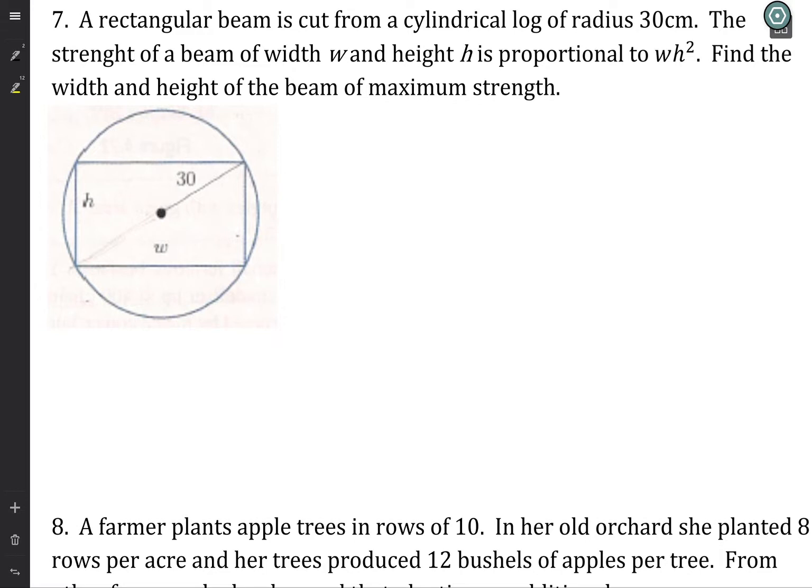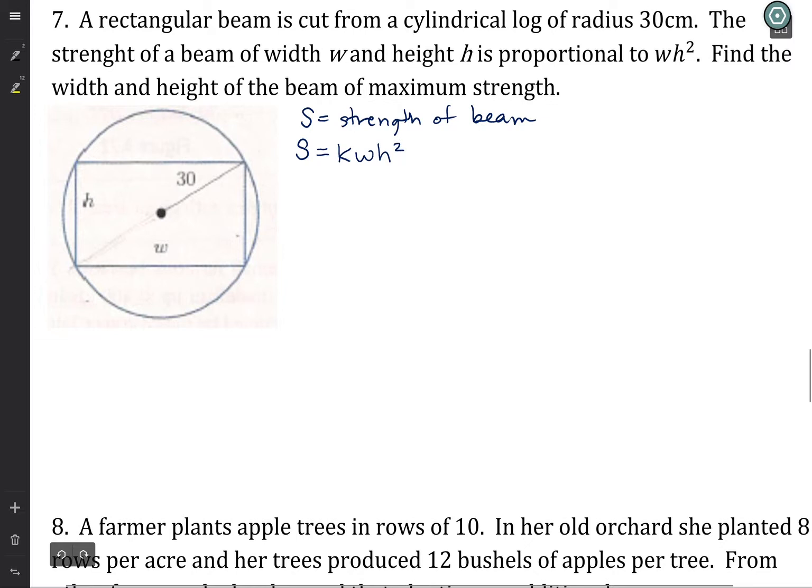And we're trying to cut a rectangular beam out of that, with the goal being that we want the strongest possible beam. And we're given a little bit of information about how strength is actually calculated. So let's say S is the strength of the beam, and we're told that the strength is proportional to WH squared. So one way to say that would be that strength is a constant multiple of WH squared. That's what proportional means. K is a constant.